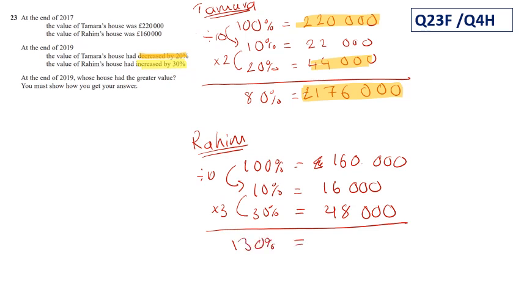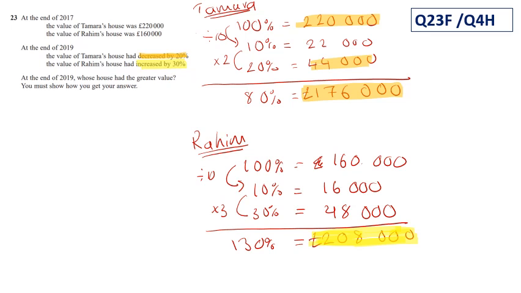So adding 160 onto 48, we can do that again mentally. So 160,000 plus 40,000, that gives us 200,000, and add on the extra 8,000, that gives us £208,000. So that's the value of Rahim's house at the end of 2019.